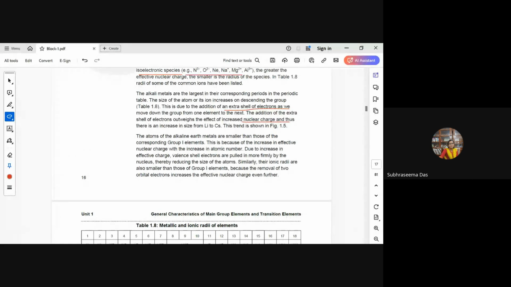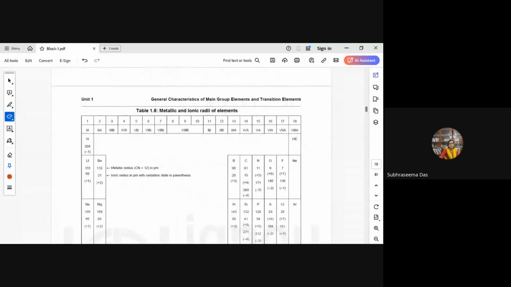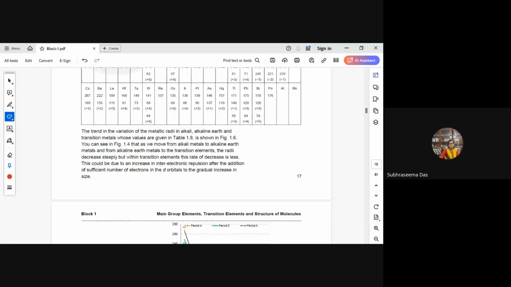This is particularly because of the increase in effective nuclear charge with increase in atomic number. As the effective nuclear charge increases, the valence shell electrons are more attracted towards the nucleus, so the size of the atoms decreases. Similarly, the ionic radii for group 2 elements are also smaller than those of group 1 elements. So these are the general observations.